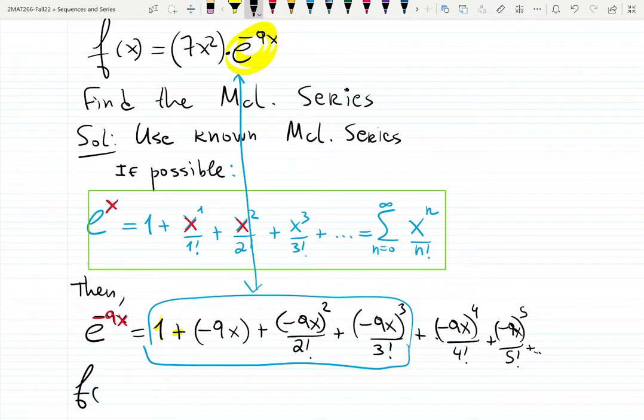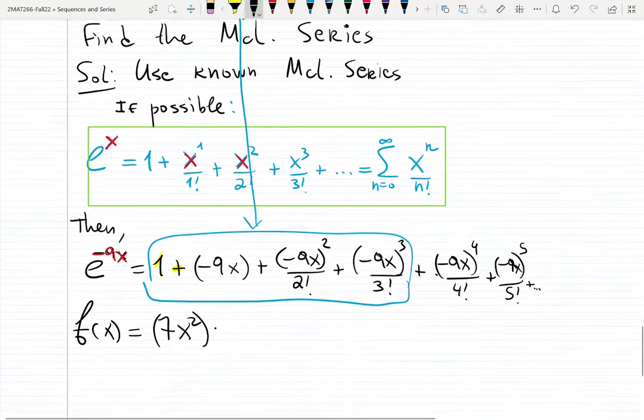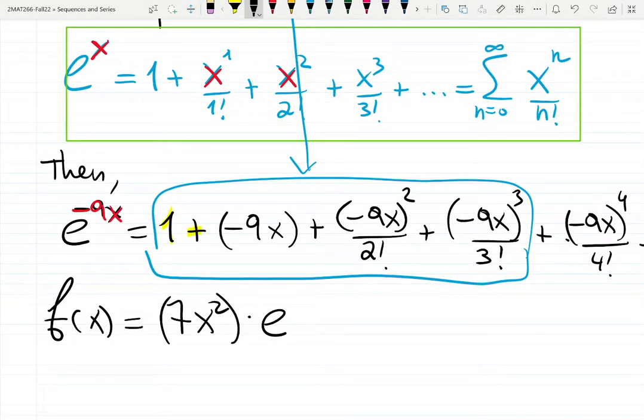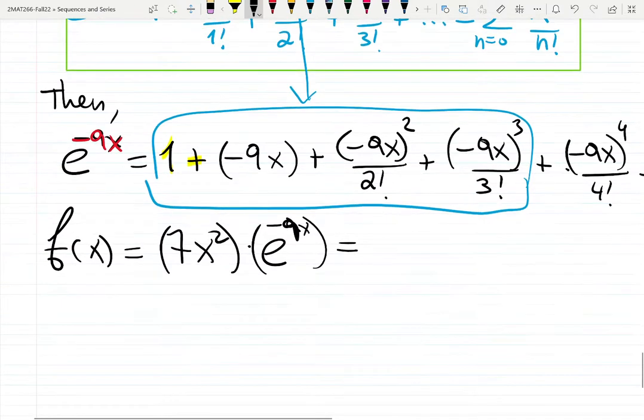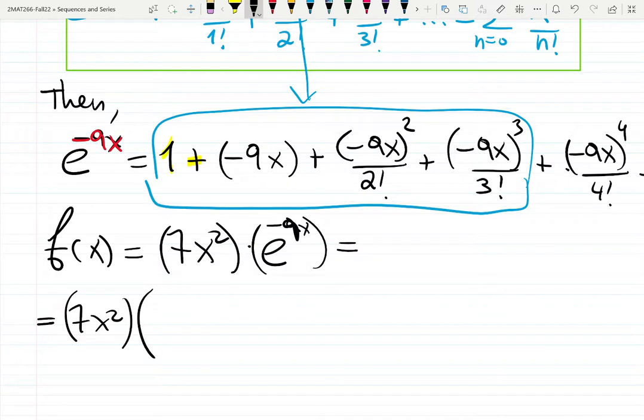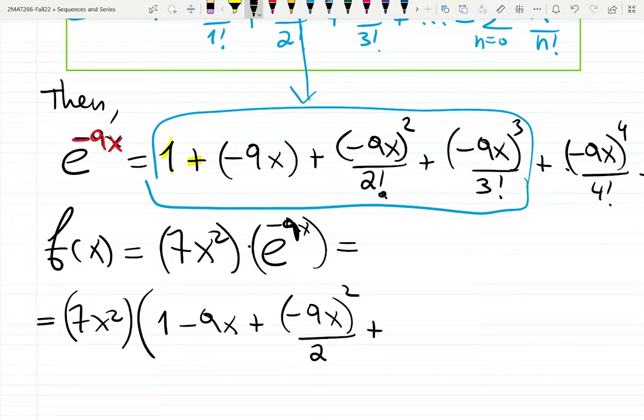So f of x is 7x squared, which was standing there waiting patiently, times e to the minus 9x, which equals 7x squared times 1 minus 9x plus minus 9x squared over 2 factorial, which is 2, plus minus 9x cubed over 3 factorial, which is 6. Plus, and keep going, it's an infinite polynomial.